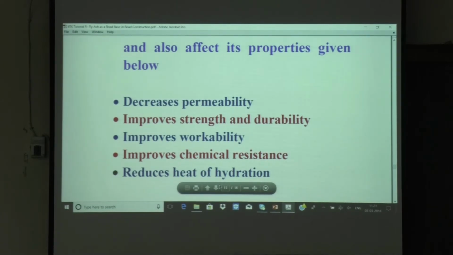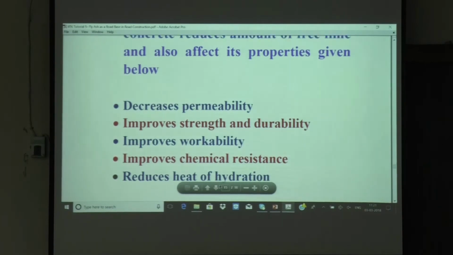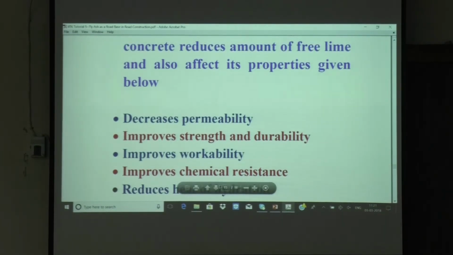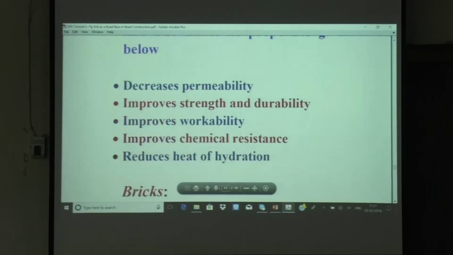So fly ash also, in some cases, can almost reach that dimensional limit. Fly ash improves the workability, improves chemical resistance, and reduces the heat of hydration. So in the concrete structure, fly ash gives these 5 distinct improvements: decreased permeability, improved strength and durability, improved workability, improved chemical resistance, and reduced heat of hydration.